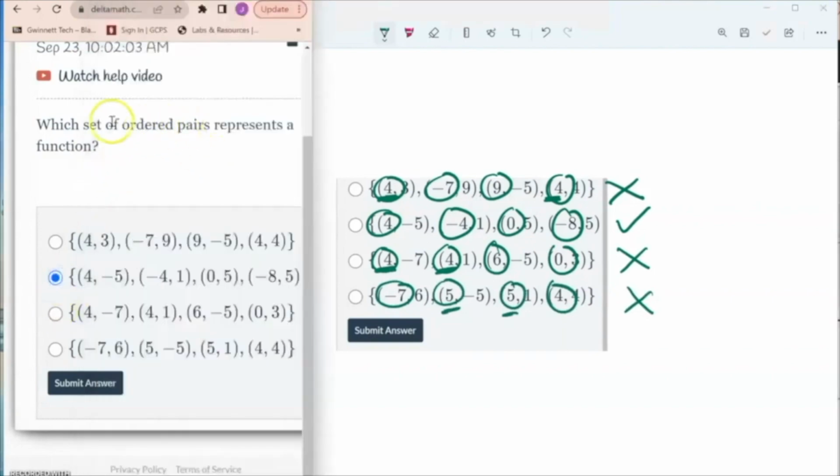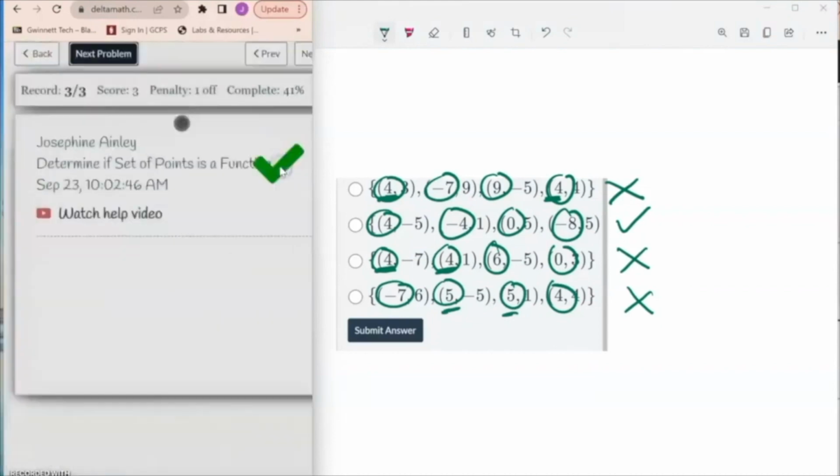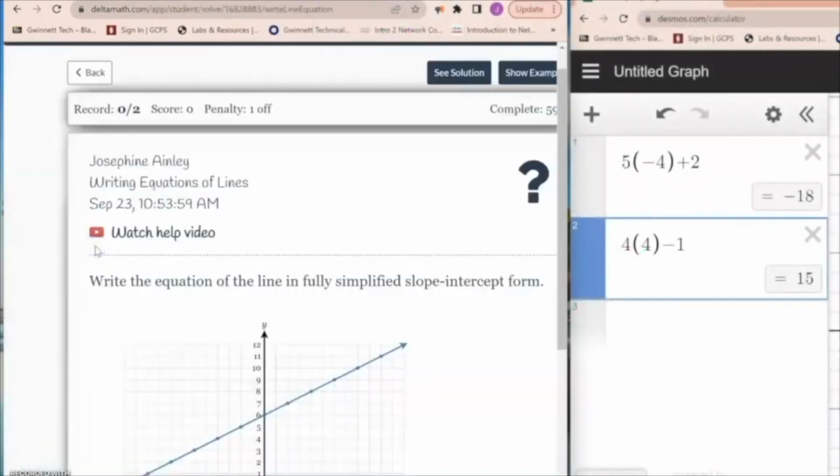So be careful as to what the question's asking, because it can ask, is it a function? Is it not a function? So be careful.